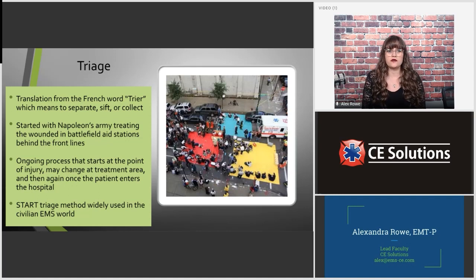The START triage method is widely used in the civilian EMS world. What does START triage mean? So it means simple triage and rapid treatment.